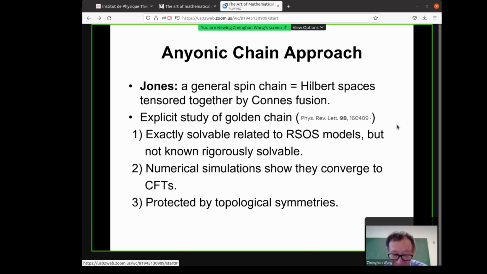One is that you can map this into a standard statistical mechanics model, so you can deduce from there that it's exactly solvable. And then we did extensive numerical simulation, which shows that the golden chain, the anyonic chain for Fibonacci anyons, should converge to the tri-critical Ising conformal field theory, the minimal model of central charge 7/10. And the reason this is a stable thing is that there are topological symmetries which protect the gaplessness of the limit.